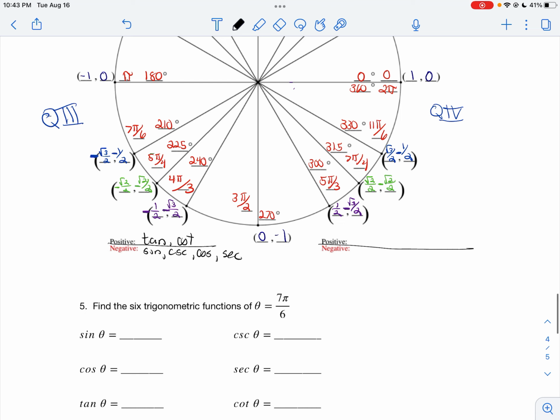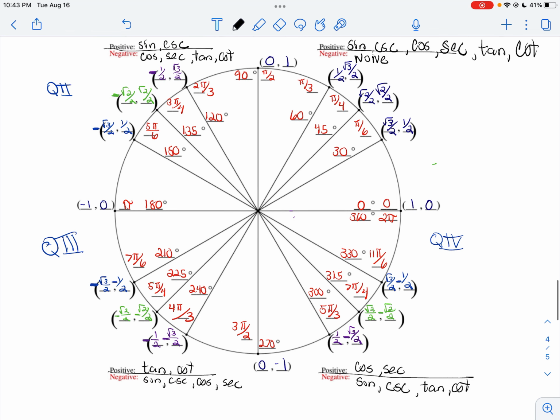All right, for quadrant 4, your y value is negative, so that means sine is negative, and its reciprocal cosecant is negative. Your x value is positive, so cosine is positive and secant is positive. And then tangent is y divided by x, so negative divided by positive is negative. So tangent and cotangent are negative. That is your unit circle. Please memorize this and be able to work it.